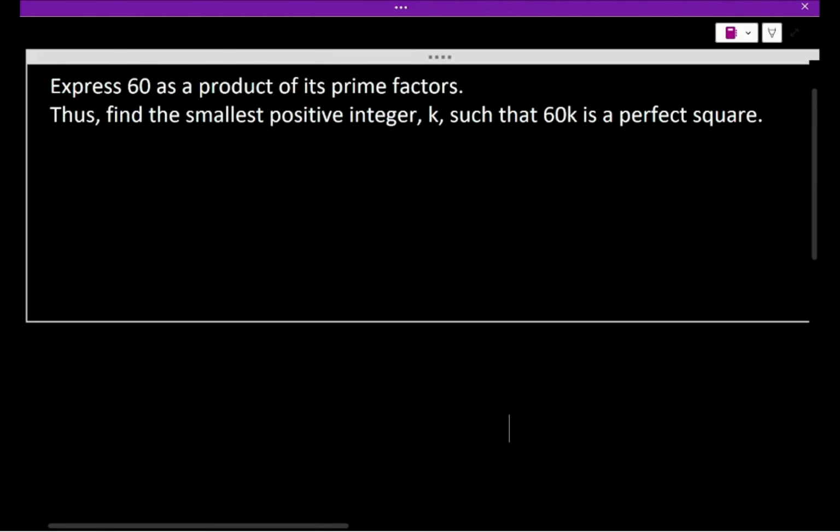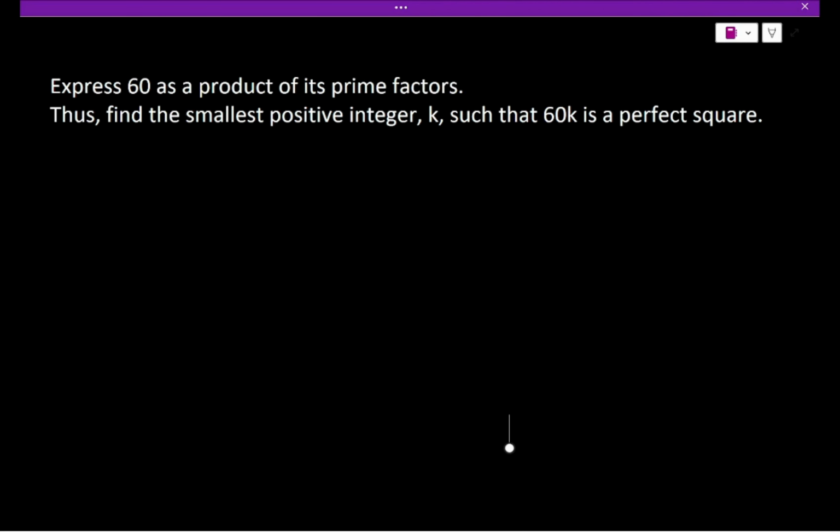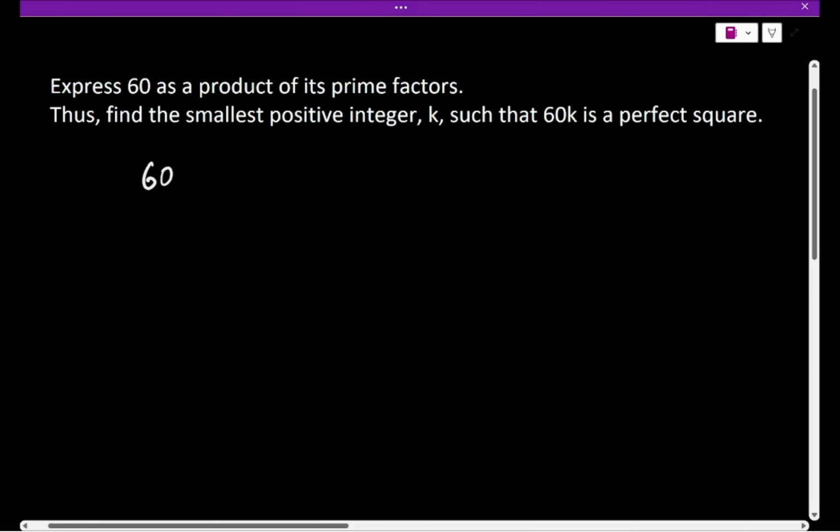Hi and welcome. Today we'll be talking about this problem involving prime factorization and perfect squares. So first things first, we want to express 60 as a product of its prime factors. That would be something not too difficult if you remember how to do it. So let's start with 60.